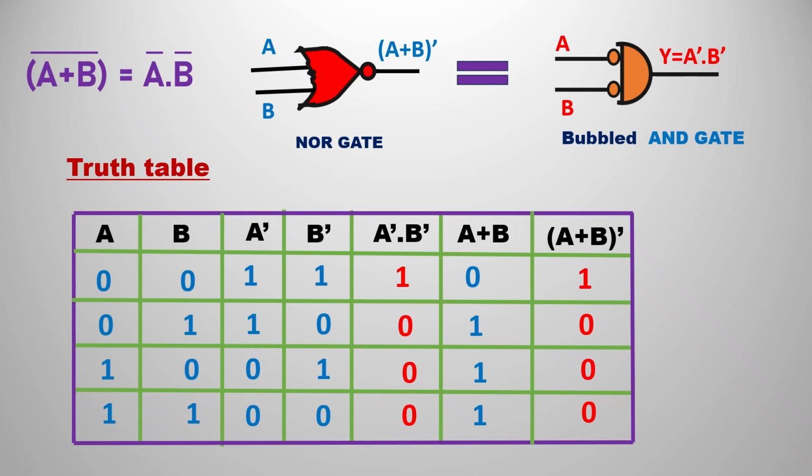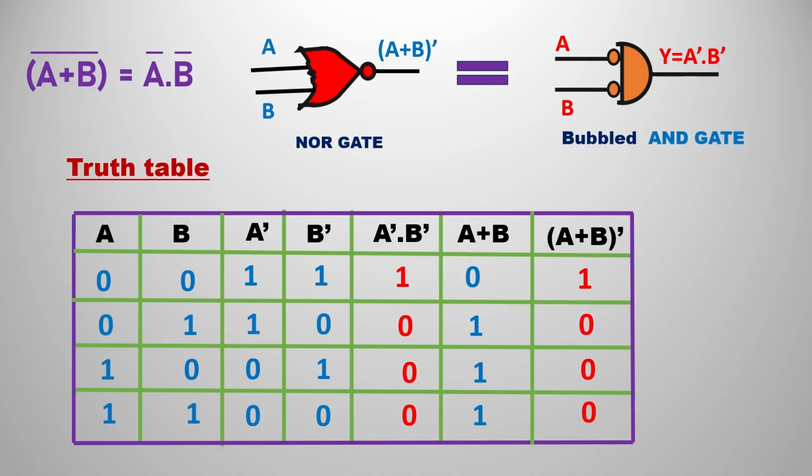The next column is a plus b. This is the simple representation of the OR gate, so you can get the outputs. The first term is 0 0, that is 0. All the next terms would be 1, as in the OR gate outputs. The last column is a plus b whole bar, that is the NOR output, which is 1 0 0 0.